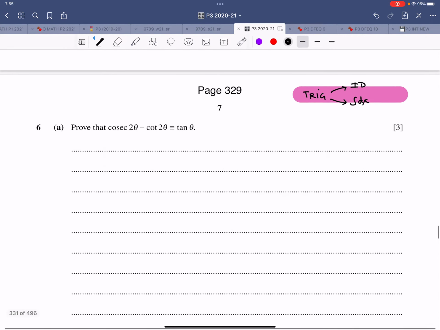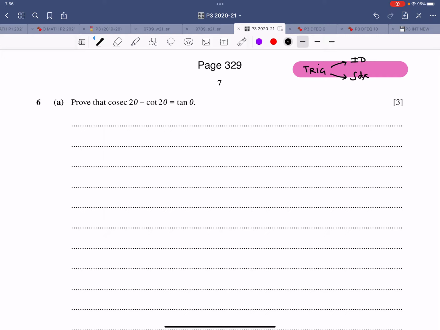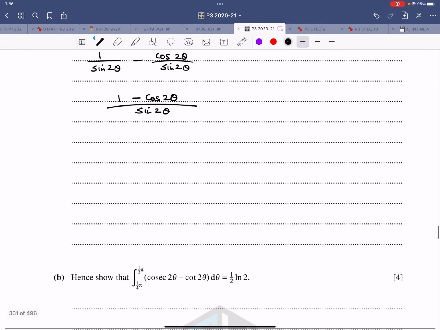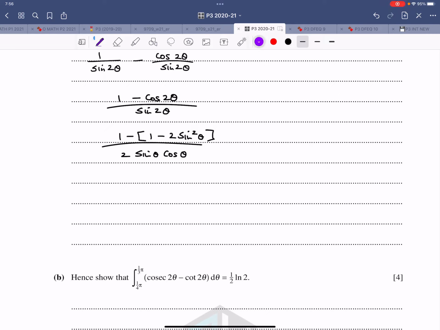It says prove that cosec 2 theta. So cosec 2 theta is 1 over sine 2 theta minus cot 2 theta, that is cos 2 theta over sine 2 theta. Let me thicken the pencil a bit. So this is 1 minus cosine 2 theta divided by sine 2 theta. Sine 2 theta is 2 sine theta cosine theta, which is the correct format for cosine 2 theta. That will cancel the 1. So that is 1 minus 2 sine square theta. This one cancels off. This negative cancels off.